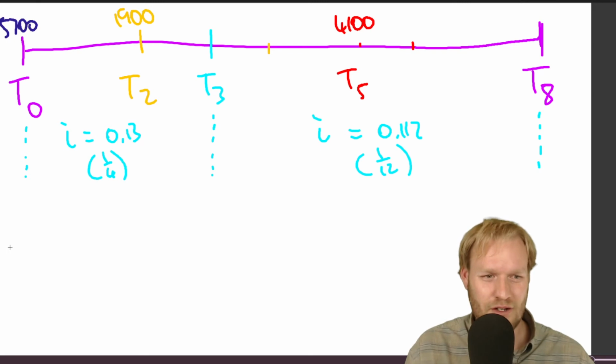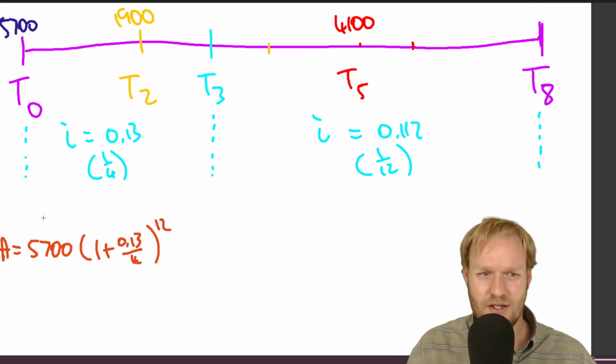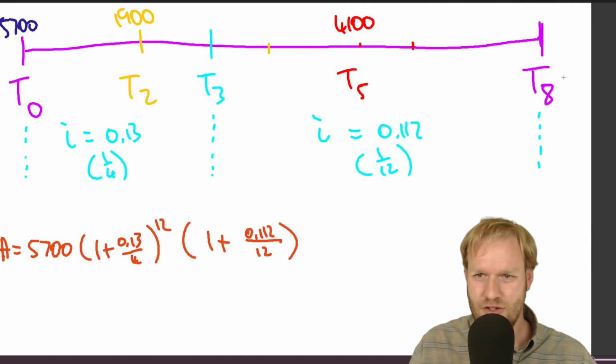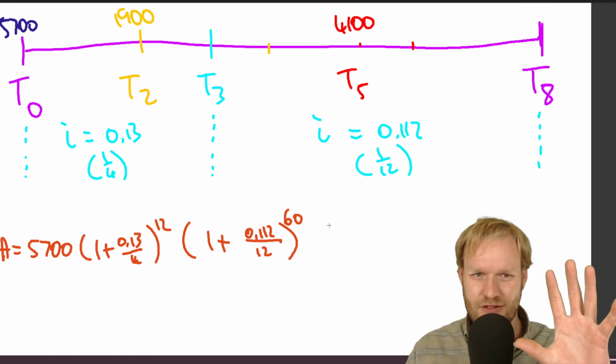Okay, so we're going to calculate the accumulated amount, and this is going to get busy. 5,700 is going to go along, and for 3 years it's going to be merrily going along at 13%. Then it's going to keep going until the end. So 1 plus, now the interest rate is 0,112 over 12. And that's 3 to 8 is 5 years times 12 gives us 60. So that's the 5,700 accounted for.